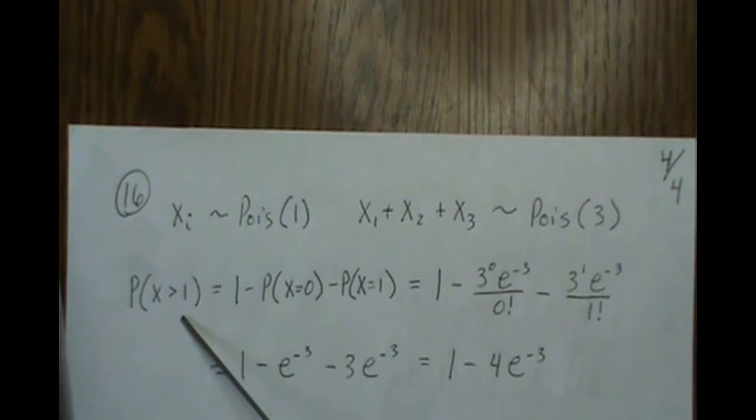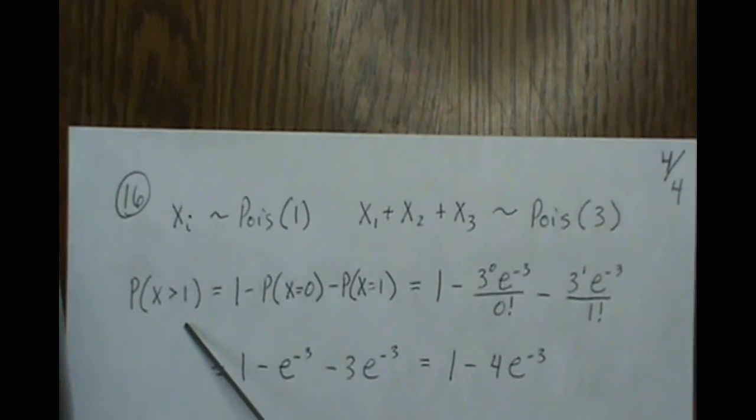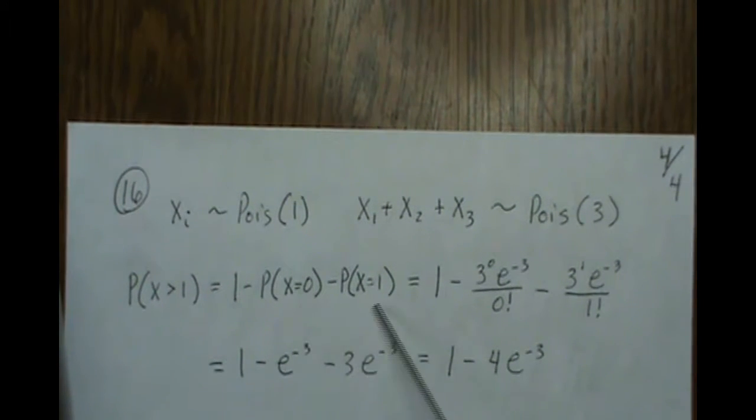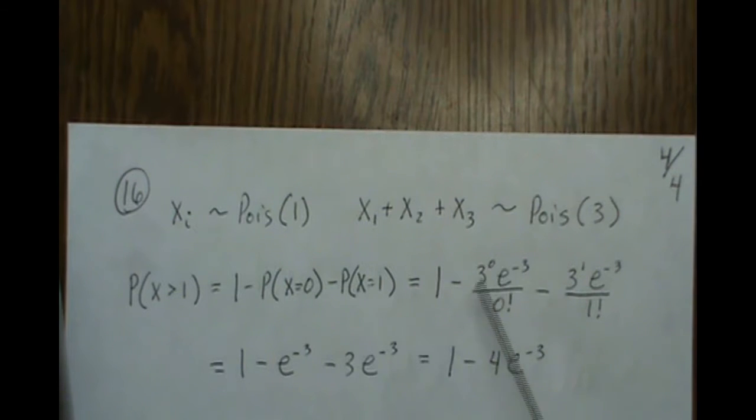We want to find the probability they have at least, or more than, one error, which is 1 minus that we have 0 errors minus that we have 1 error. Plug it into the Poisson formula. We get this. Those combine to be 1 minus 4 e to the minus 3.